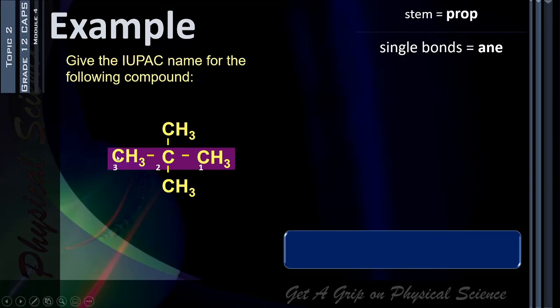If we number these carbons from left to right, both of these alkyl groups are on carbon number 2. But if we number it from right to left, you will see that these two alkyl groups are still on carbon number 2. So it doesn't matter from which side we number this specific molecule.